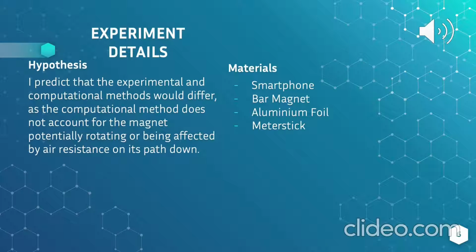I hypothesized that the experimental and computational methods would differ, as the computational method does not account for the magnet potentially rotating or being affected by air resistance on its path down. And regarding the materials for the experiment, you can see them to the right.